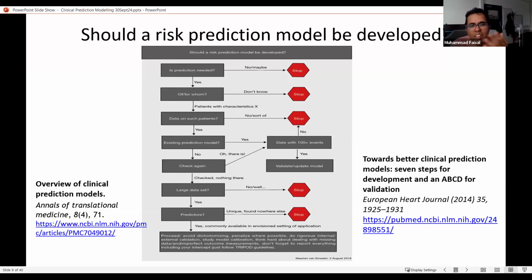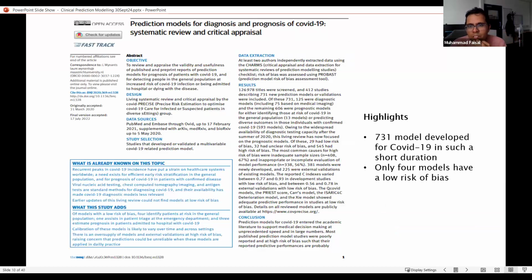Even if I give you the example of COVID, during that short period about 700 models were developed just for COVID, for predicting mortality, or predicting COVID using X-ray data or other data. They tried to predict whether this is pneumonia, or to discriminate COVID.